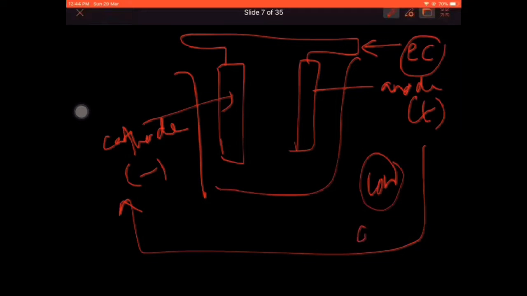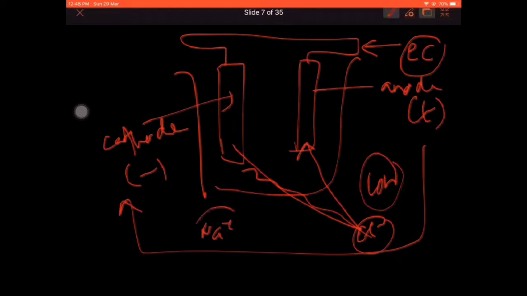Let's say the ion Cl minus, for example, will move to the anode, and Na plus will move to the cathode. That's what is meant by the movement of the ions relating to the electrical current.